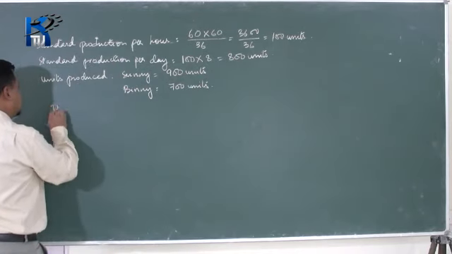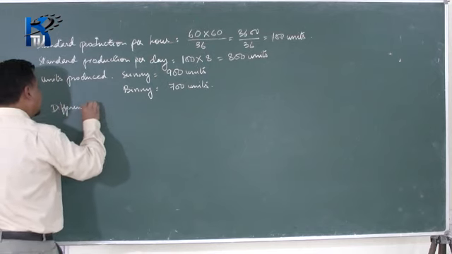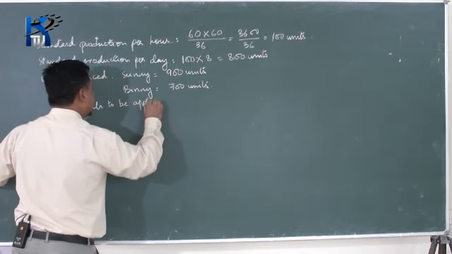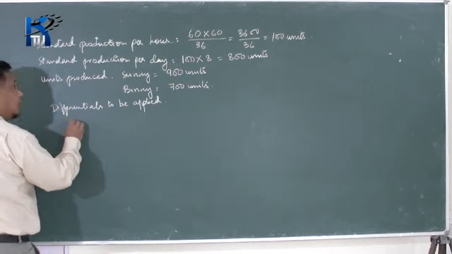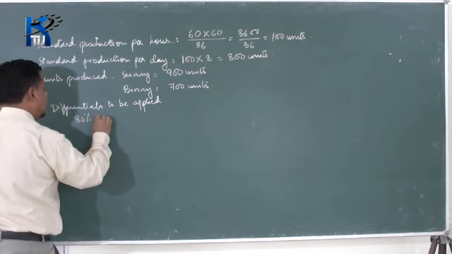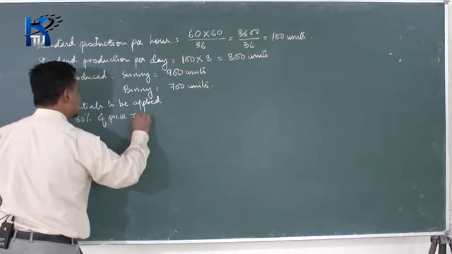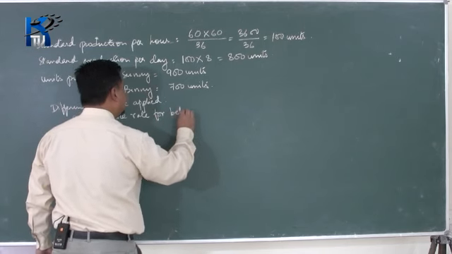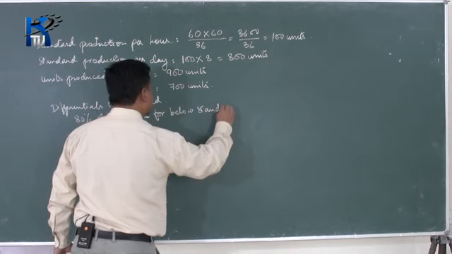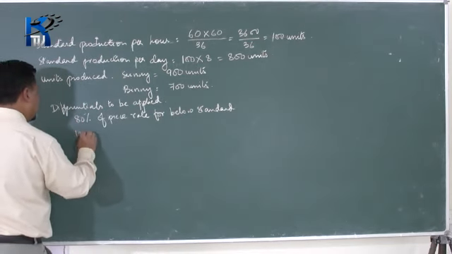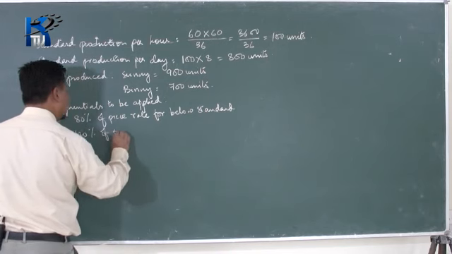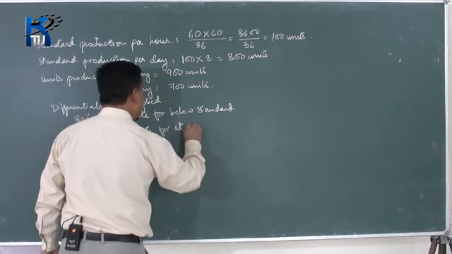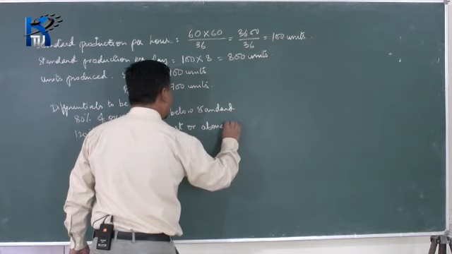So the differentials to be applied: 80% of piece rate for below standard and 120% of piece rate for at or above standard.